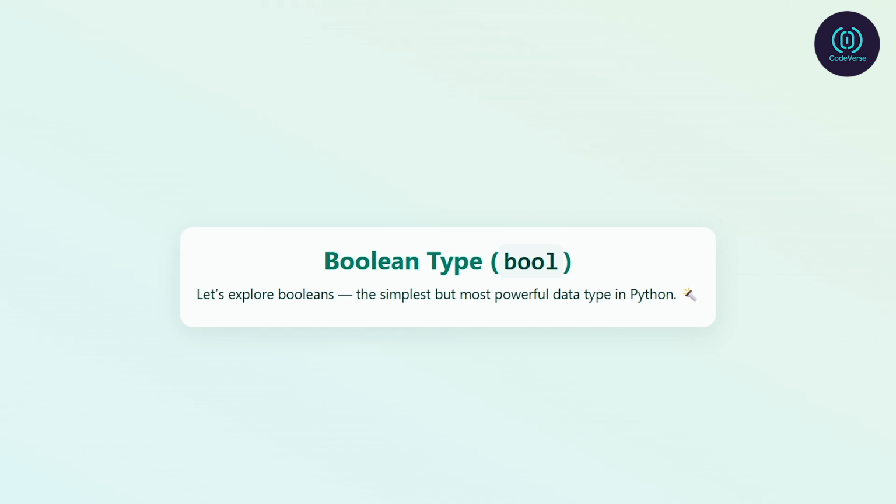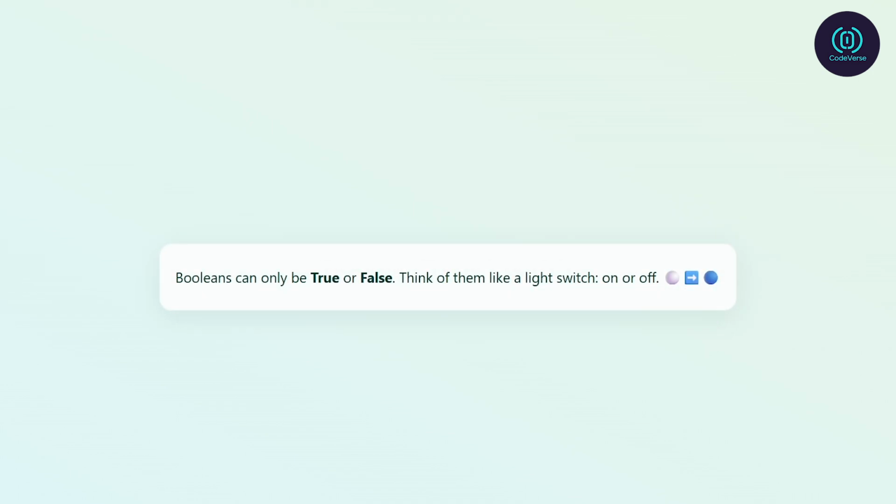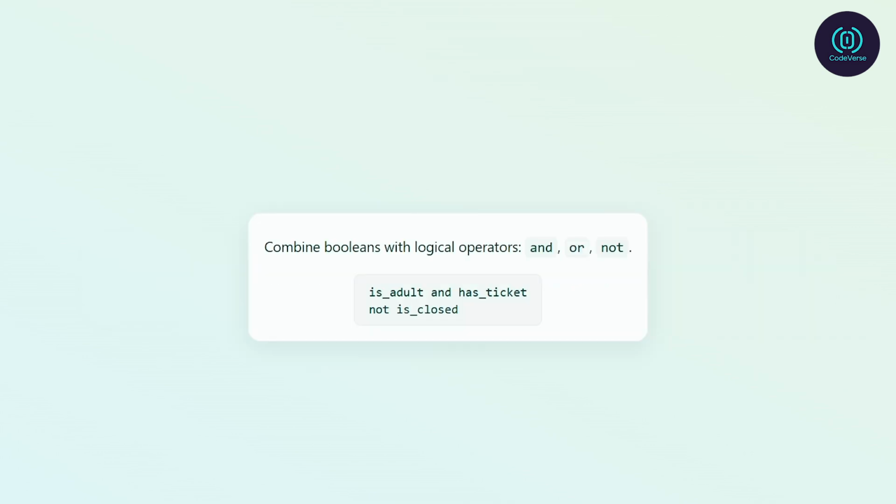Now let's talk about one of the smallest, but most powerful, data types in Python, the Boolean, or bool for short. Booleans can only hold two possible values, True or False, and yes, they must be written with a capital T or F. Think of Booleans like a light switch, it's either on, True, or off, False. They're incredibly important because they allow your programs to make decisions. For example, is the user logged in? True or false? Has the game ended? True or false? Is the temperature greater than 30 degrees?